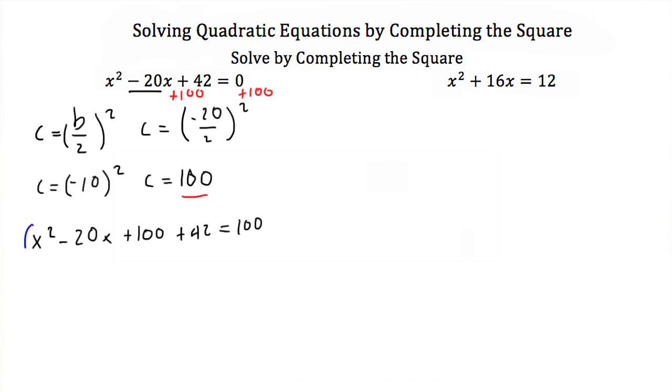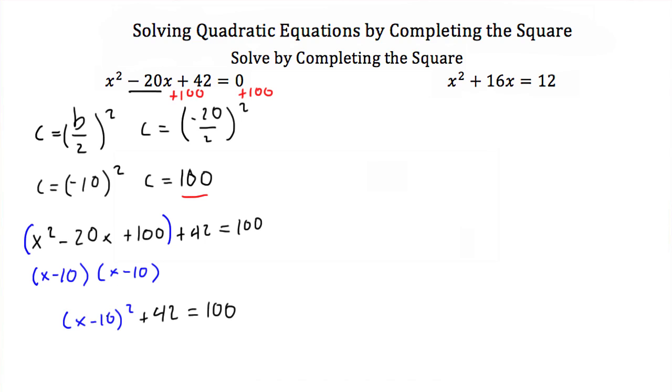Now this right here is my perfect square trinomial. This I can factor into x minus 10 times x minus 10, or you can think of that as x minus 10 squared. Now don't forget about the 42 and the 100 on the right-hand side. I have just completed the square.